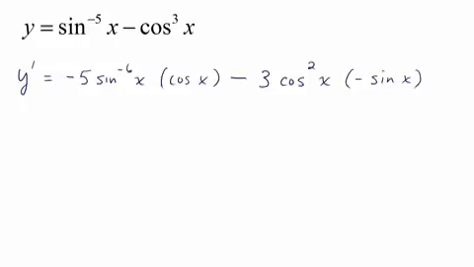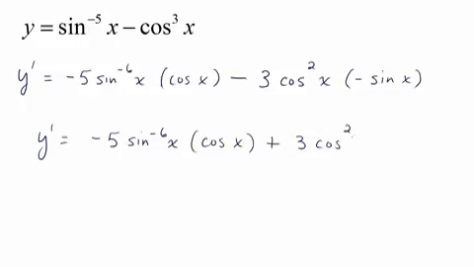And now we'll simplify. So y prime is equal to negative 5 sine to the negative 6 x times cosine x plus 3 cosine squared x sine x. Let's try another.